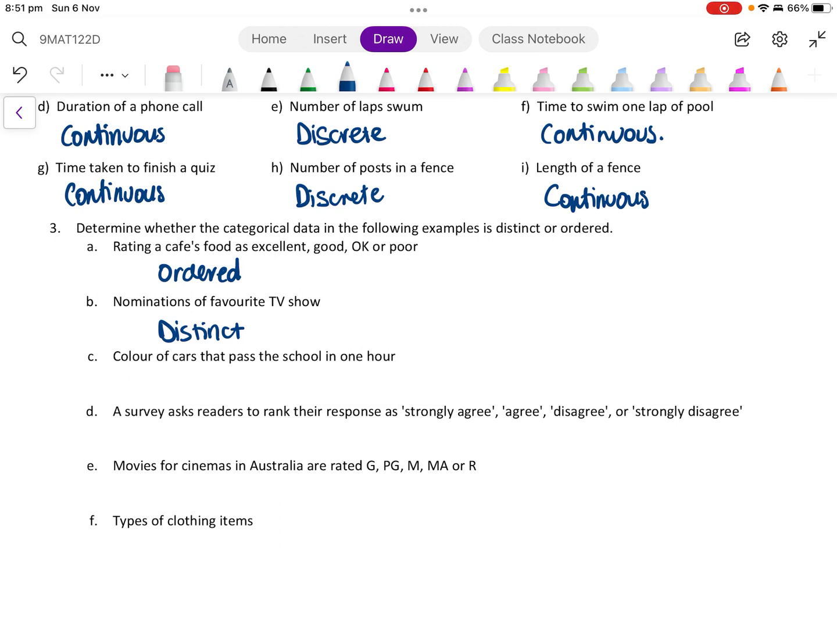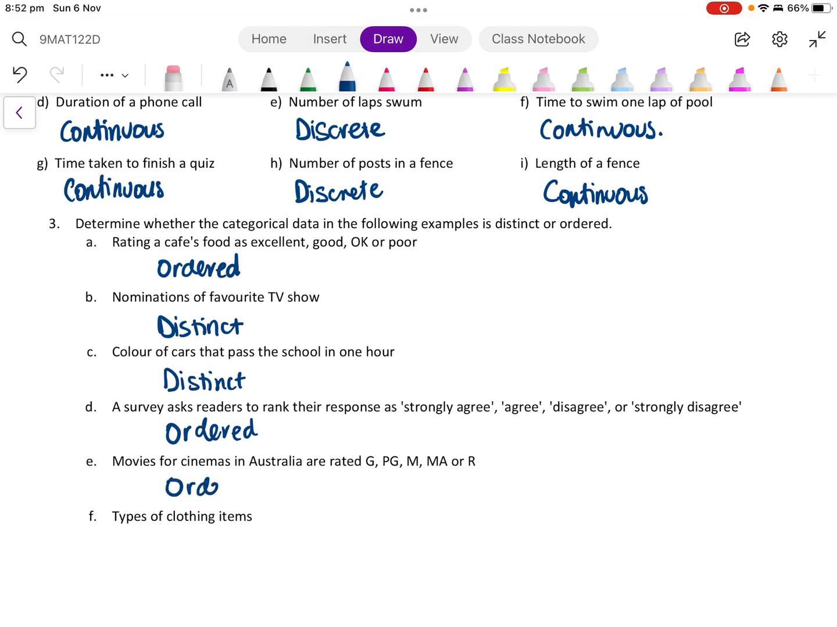Colours of cars that pass a school in 1 hour. The colours of something does not have an order, so it is distinct. A survey asks readers to rank their responses as strongly agree, disagree, or strongly disagree. These are ordered answers, so it is ordered data. If the movies for cinemas in Australia are rated G, PG, M, MA, or R, they have an order to them, so it's ordered data. And the types of clothing items such as t-shirt, shorts, skirt, top, these are just distinct data.